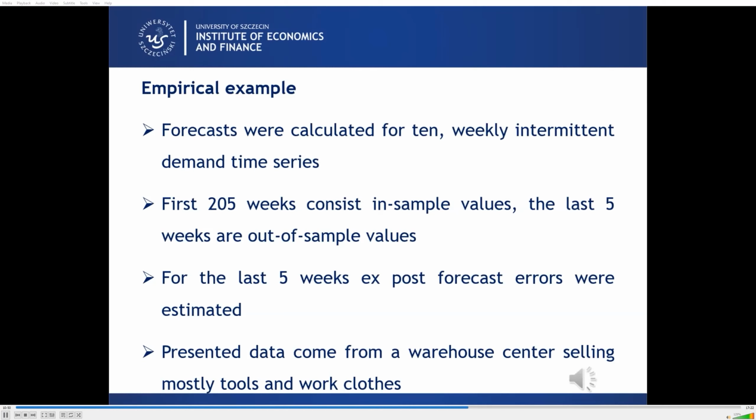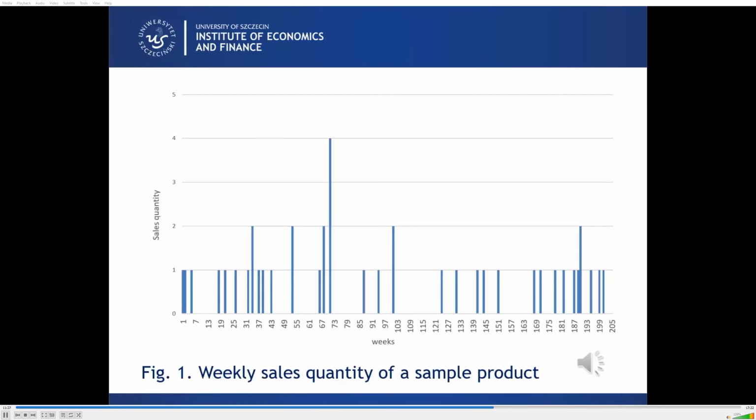In the empirical example, forecasts were calculated for 10 weekly intermittent demand time series. The first 205 weeks consisted of in-sample values, and the last 5 weeks are out-of-sample values. For the last 5 weeks, ex post forecast errors were estimated. The presented data come from a warehouse center selling mostly tools and work clothes. Now you can see the weekly sales quantity of a sample product.